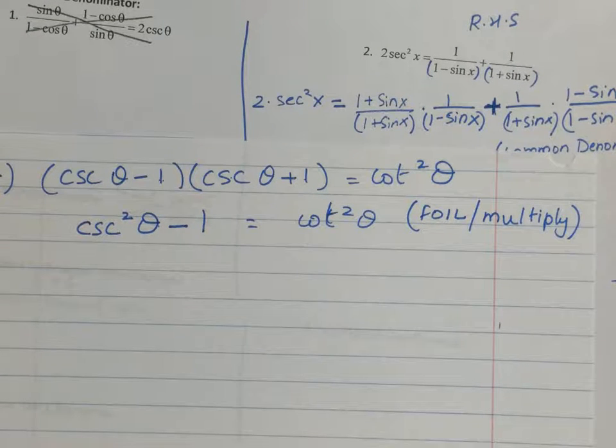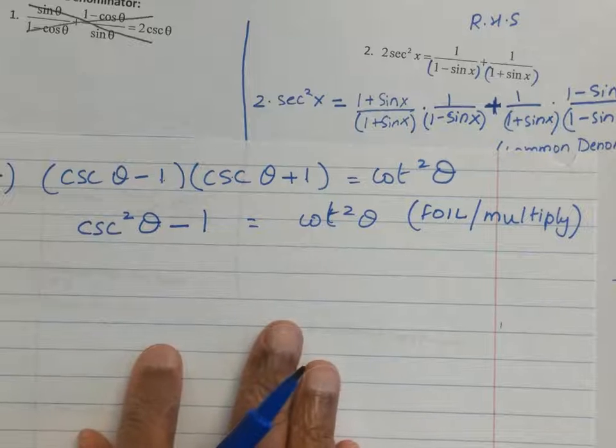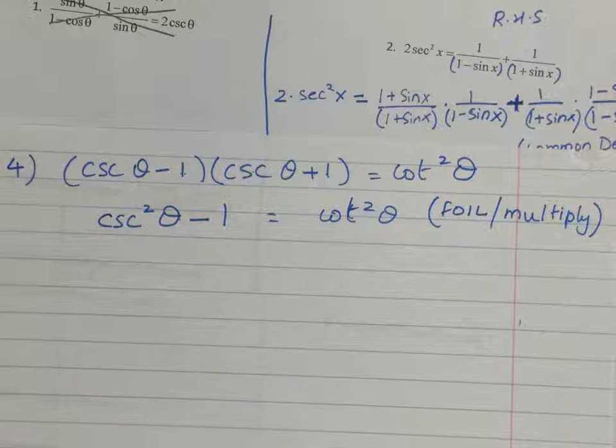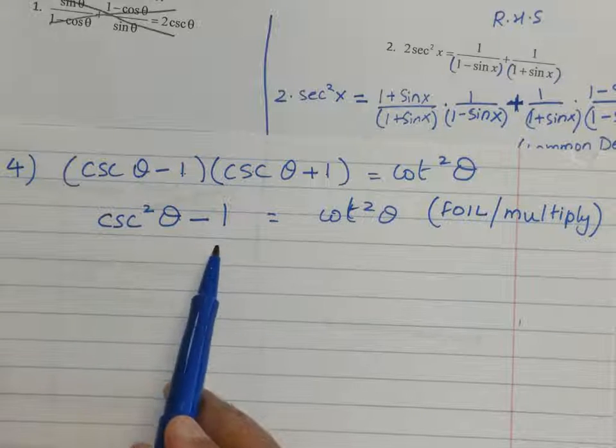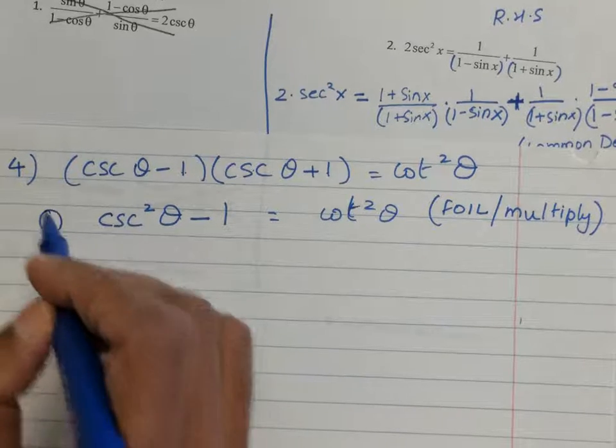Alright, so we just did the FOIL or multiply or whatever else you may call it, but the fact that this is a pattern of a minus b, a plus b, which gives you a square minus b square, and that's how you got cosecant square theta. So that's your step number 1.